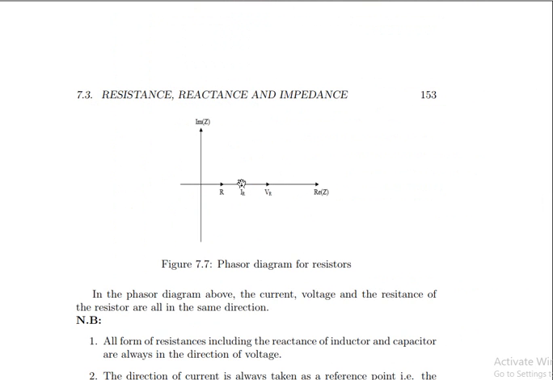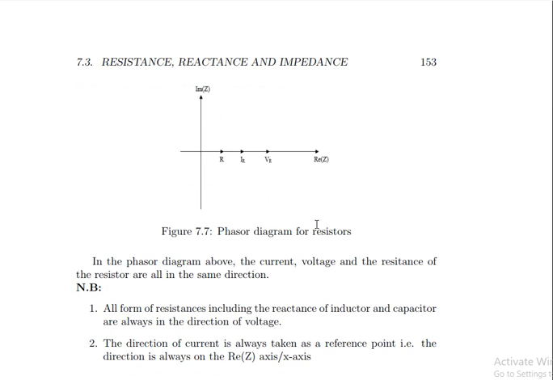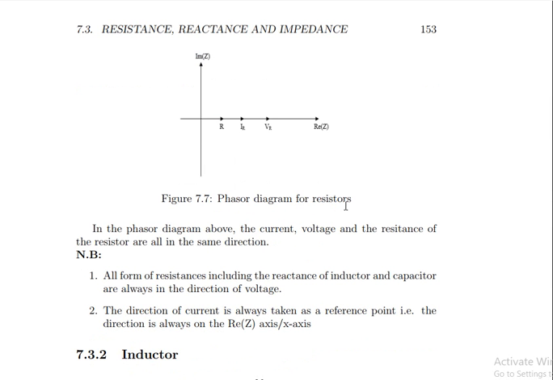So we have the current here, we have the resistance occurring here, and we have the voltage occurring here. So all of them are going to be lying on the real axis. So this is a phasor diagram. And what is a phasor diagram? A phasor diagram is an Argand diagram, or a complex number diagram, which shows the direction of current, the direction of the resistances, and the direction of voltage in this Argand diagram, or the complex number diagram.